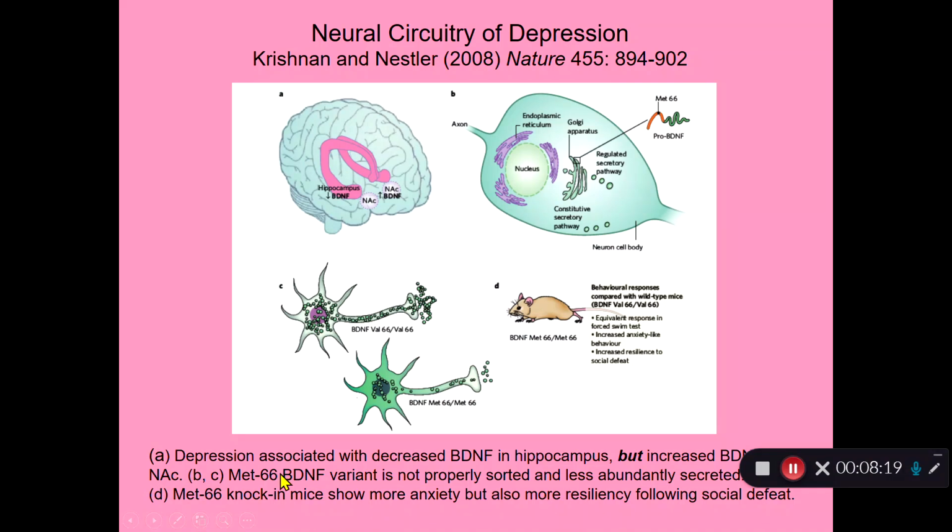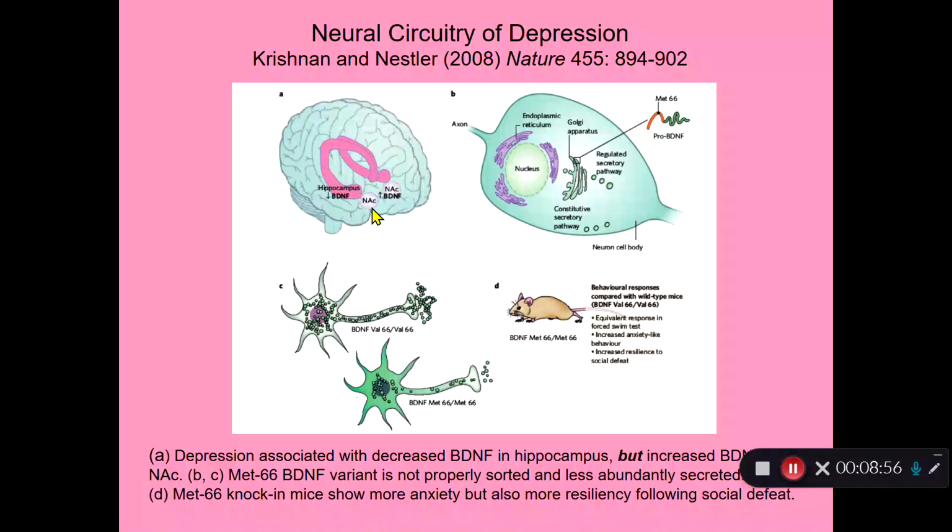Well, the mutation causes less BDNF all over the brain. Less BDNF in the hippocampus is associated with anxiety, improper processing of stress. But decreased BDNF in the nucleus accumbens is associated with resiliency. So that must mean that increased BDNF in the nucleus accumbens makes us less happy and less resilient. It's a very, very complicated situation. Again, showing us how complicated the neurobiology of depression is.